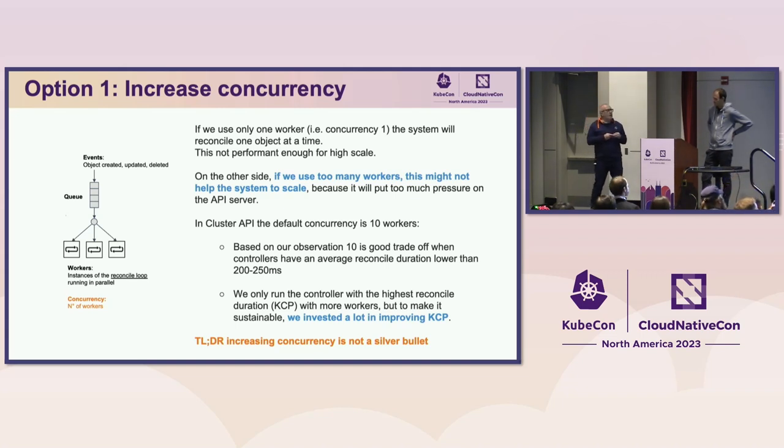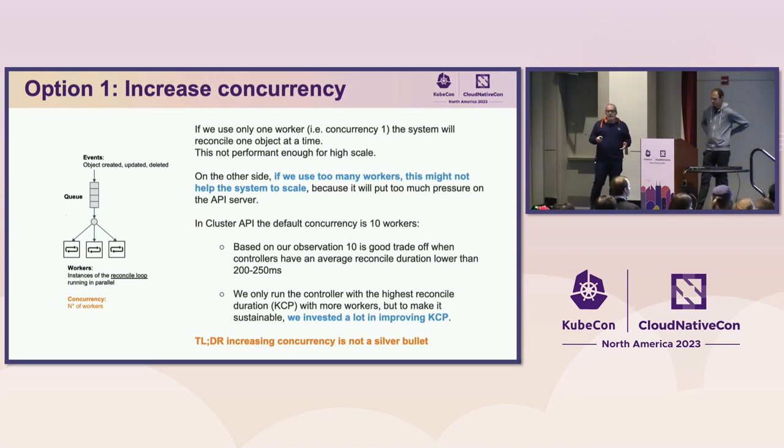We increased this value only for one of our reconcilers, which is the Kubernetes control plane, a very complex reconciler that connects to the workload cluster, so it takes a little bit longer than 200 to 250 milliseconds. So we added more workers, but we really did a lot of work on the KCP controller in order to make sure that even if we are running with 50 KCP reconciles in parallel, we are not creating problems on the API server. And then we will explain how we did this.